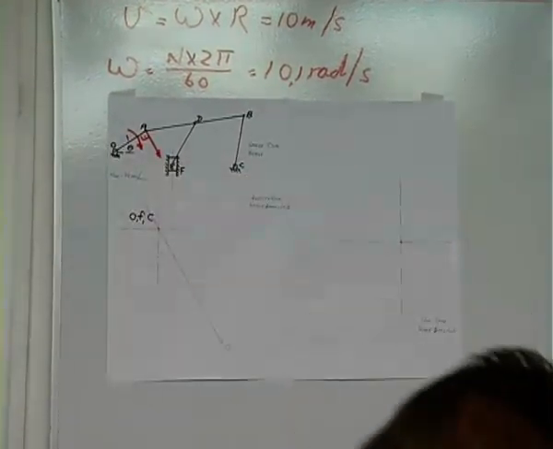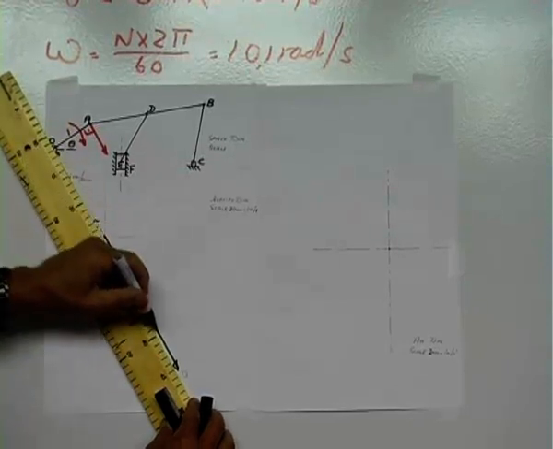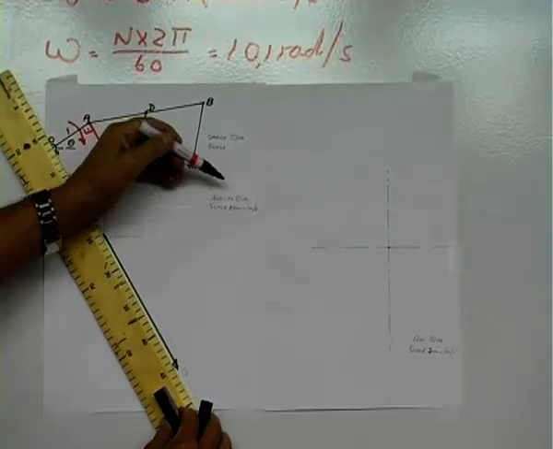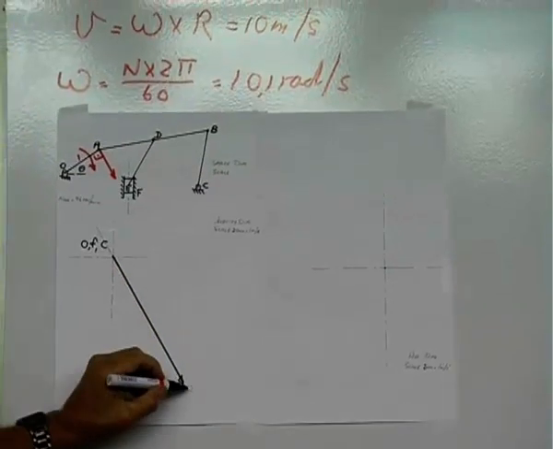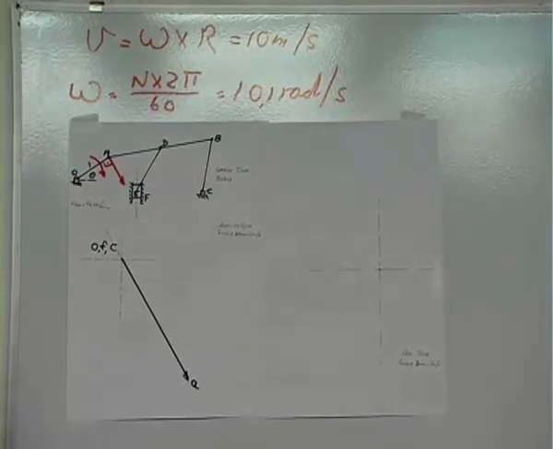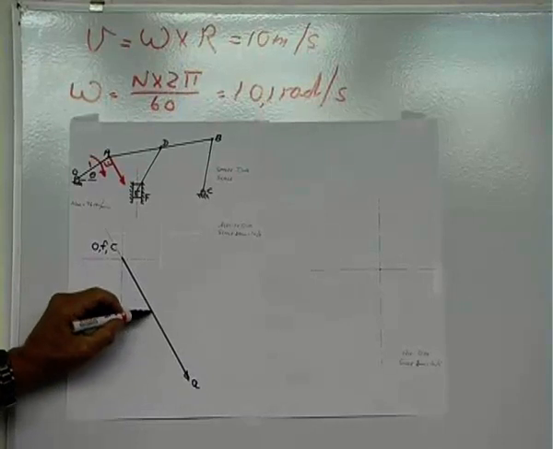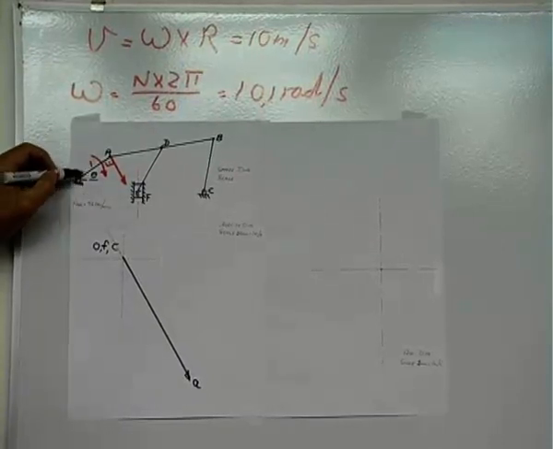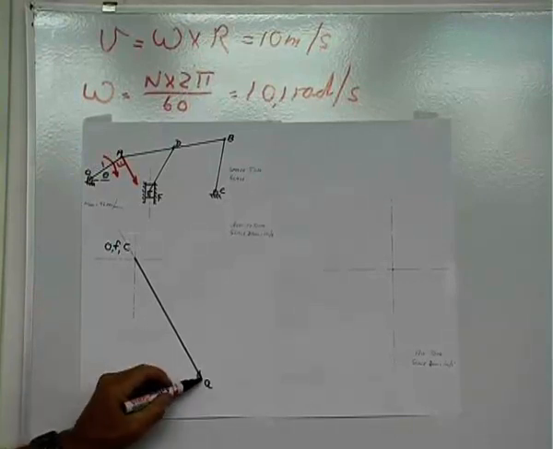And you can also darken that line. As we darken that line, with the length from the scale and the magnitude, that plots A on my velocity diagram. This line is perpendicular to that link OA. So we plotted A.